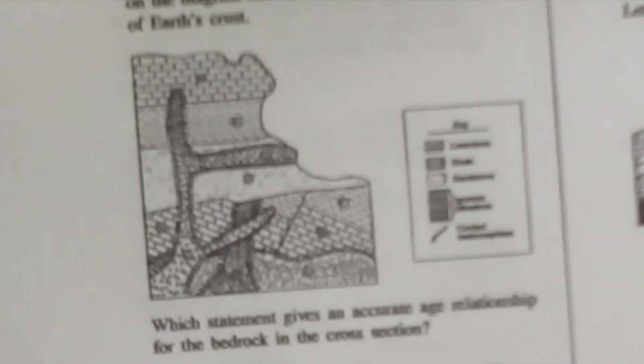Intrusion C is younger than intrusion B. Intrusion C cuts across intrusion B. That is the correct answer.